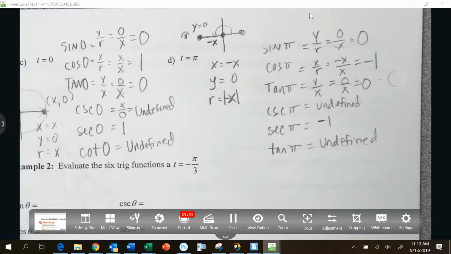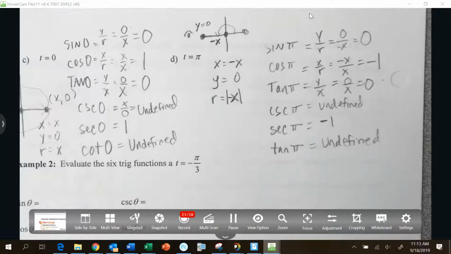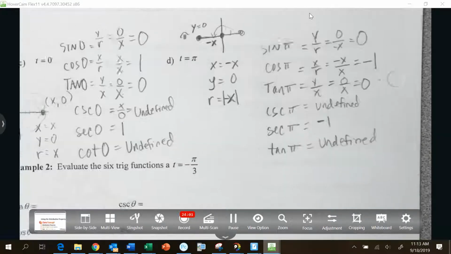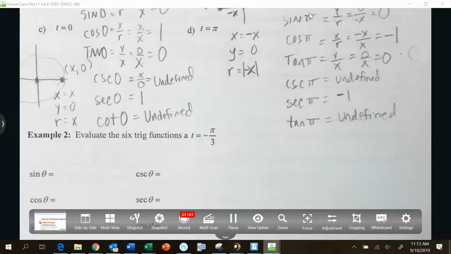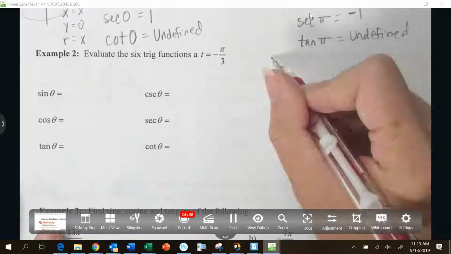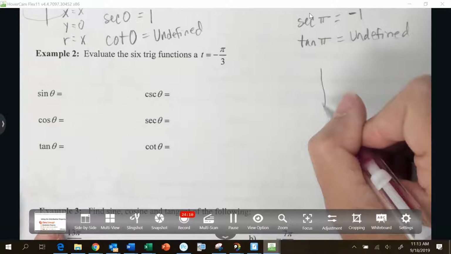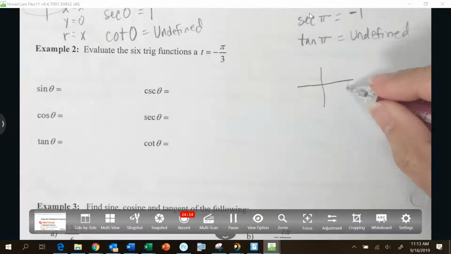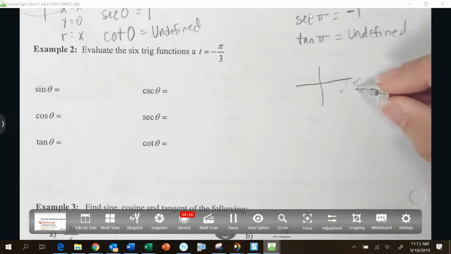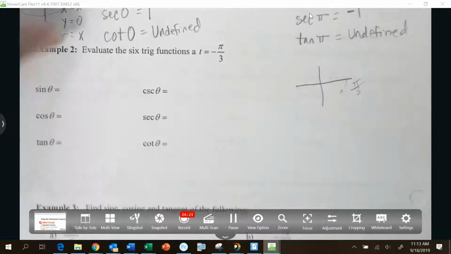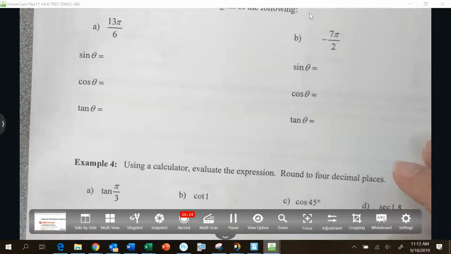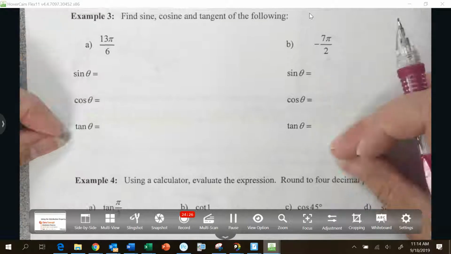Okay, I'm going to pause the video. Example 2 and example 3, we kind of just went through those, except now for example 2, it's a negative instead of a positive angle. And what's the difference between a negative angle or a positive angle? You'll go clockwise instead. So we'll go this way for pi over 3. But it's going to be all the same work. So I'm going to have you try some of these. And with 3 and 4, I'm just having you do sine, cosine, and tangent.